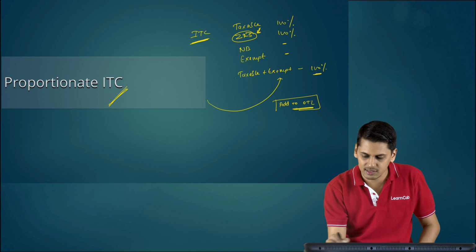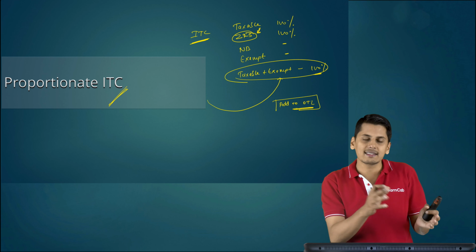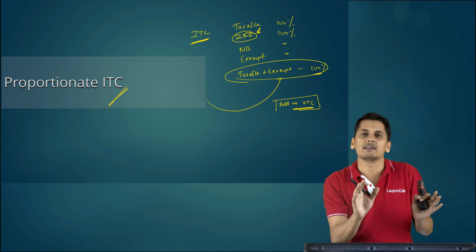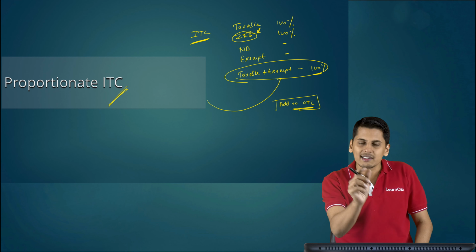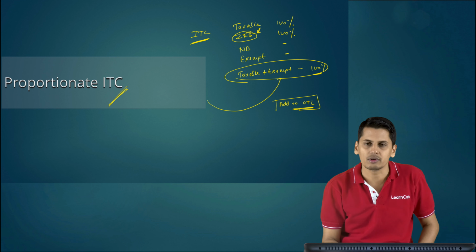Now, there is a change in this portion what we are discussing. Any input tax credit which is being used for making taxable as well as an exempt supply, first you take 100%, and then to the extent it is being used for making exempt supply, you need to add it back to the output tax liability.